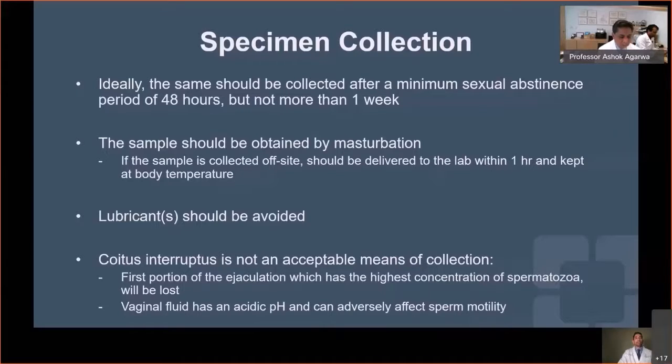And finally, coitus interruptus is not an acceptable means of collection, primarily because the first portion of the ejaculation has the highest concentration of sperm, and that will be lost, and the vaginal fluid has an acidic pH that can adversely affect sperm motility.